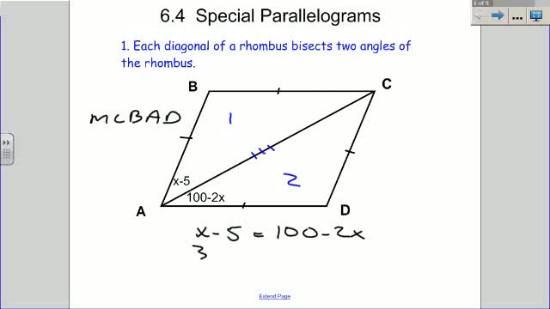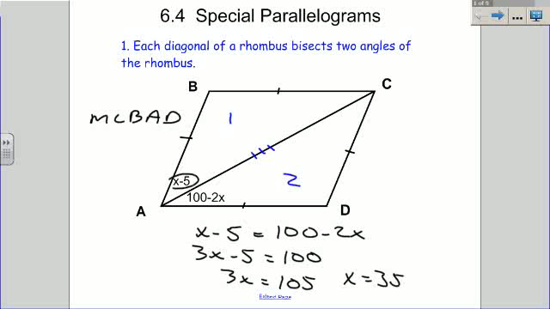Adding 2x to both sides, 3x minus 5 is equal to 100. Adding 5 to both sides, 3x is equal to 105. Dividing both sides by 3, x is equal to 35. If x is equal to 35, x minus 5 is equal to 35 minus 5, which is 30. By the way, this angle BAC, 100 minus 2x, better be 30. Sure enough, 100 minus 2 times 35 is 100 minus 70, which is also 30.